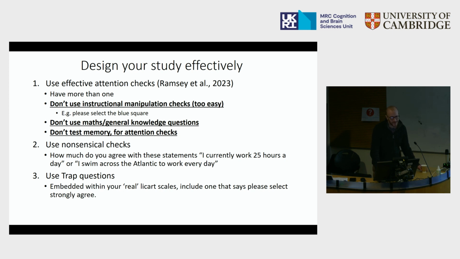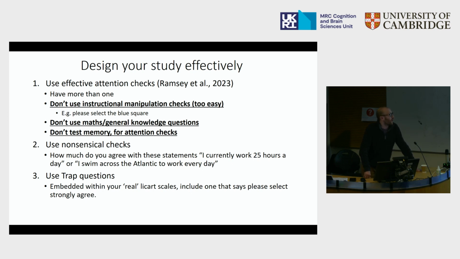The ones that were suggested, and again, I'll show you a plot to back this up on the next slide, are nonsensical checks and trap questions. These are the best ways to check attention, just to make sure people are still attending to whatever your task is online. For example, for nonsensical checks, you put the statement, how much do you agree with the statement: I currently work 25 hours a day, or I swim across the Atlantic to work every day. Although sometimes it might feel like that, those are not true.